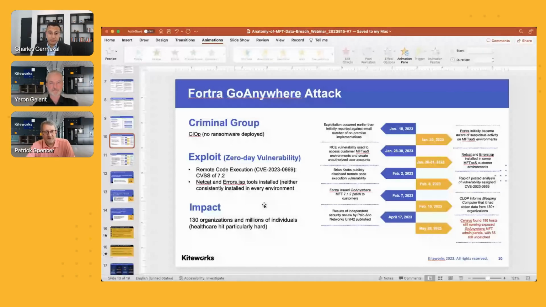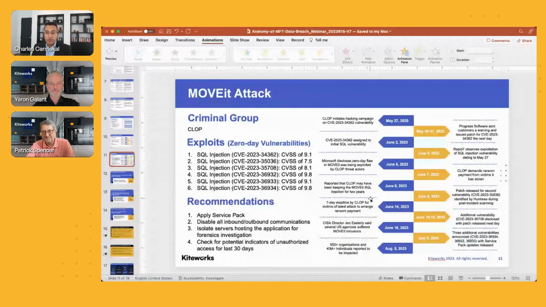Now, maybe if we fast forward or flip to the next slide, I think there's a totally different situation with MOVEit. For those that aren't familiar with the situation, there was initially one SQL injection vulnerability that was exploited that enabled an attacker to get access to a number of MOVEit instances. And in the early days of the attack, we didn't exactly know how many victims there were. Now we know there were hundreds of victim organizations.